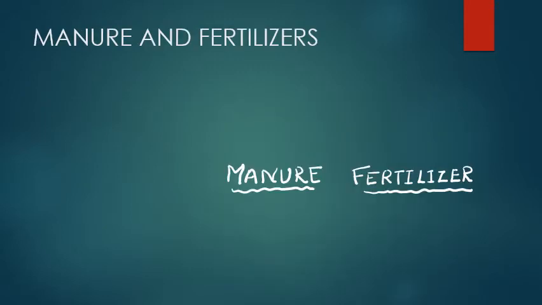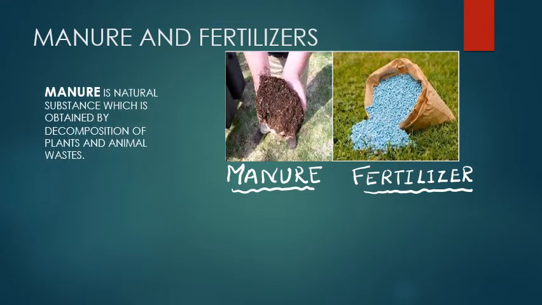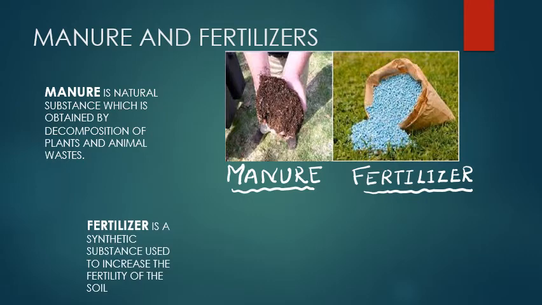Manure and fertilizers play a very important role in agriculture. They provide nutrients to the soil and thus increase the fertility of the soil. Manure is an organic substance. It is natural and is obtained by the decomposition of plants and animal waste, whereas fertilizer is a synthetic substance and is used to increase the fertility of the soil.